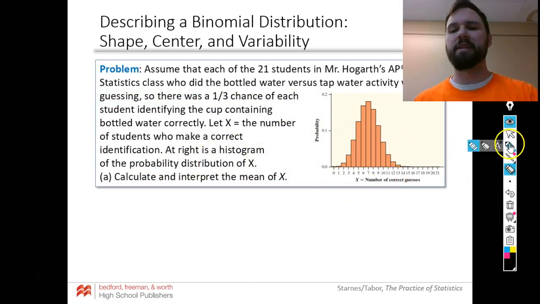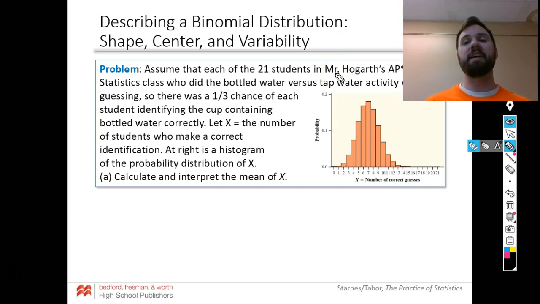Please pause this and read this. But there's 21 students in the AP course. There's a third chance that each kid gets the cup of bottled water correct. So X is the number of students who got it correct. At the right is the histogram of it. Let's calculate and interpret the mean.